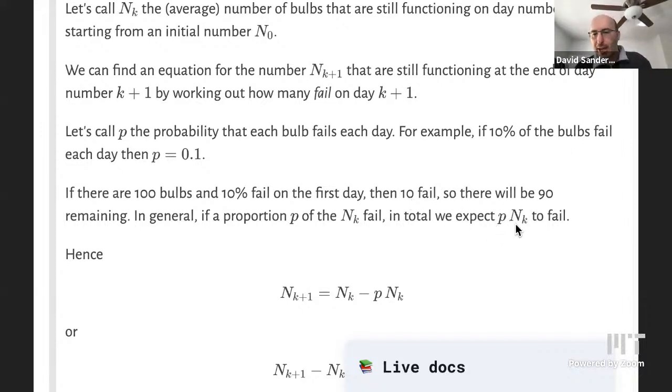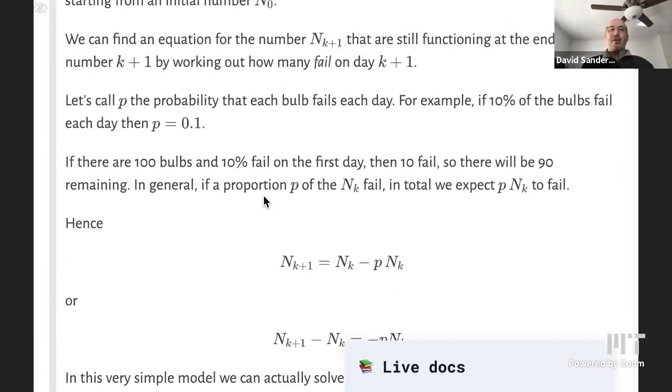Of course, this might not be an integer, and you might be worried about what it means to have a non-integer number of light bulbs. But it's just on average: if we repeat this experiment many times, what will the average number be? It can be 3.14159. As an average, that's perfectly fine.